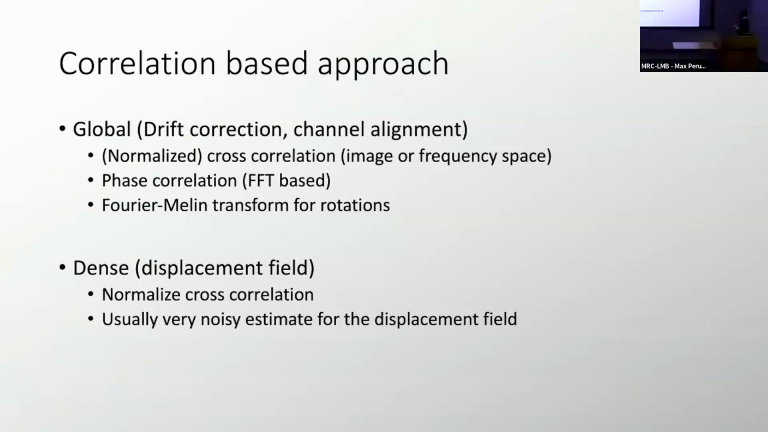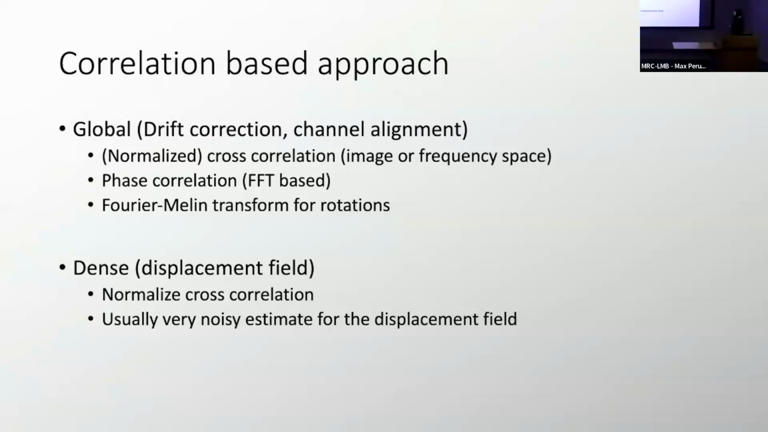We can also estimate the displacement field using a correlation approach. It's a bit similar to convolution, except that we compute, in little blocks, the correlation between one block of pixels and a block of pixels in the next image.